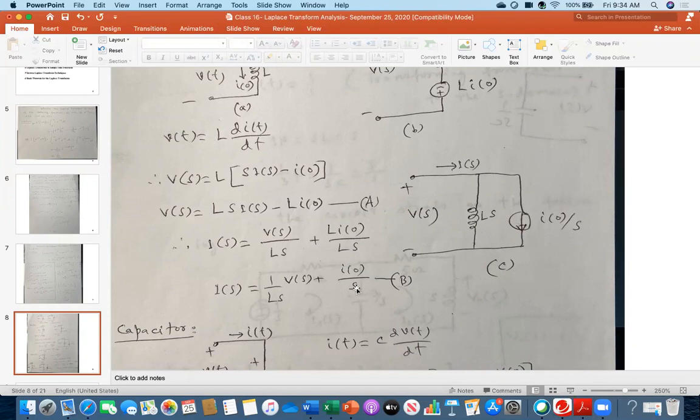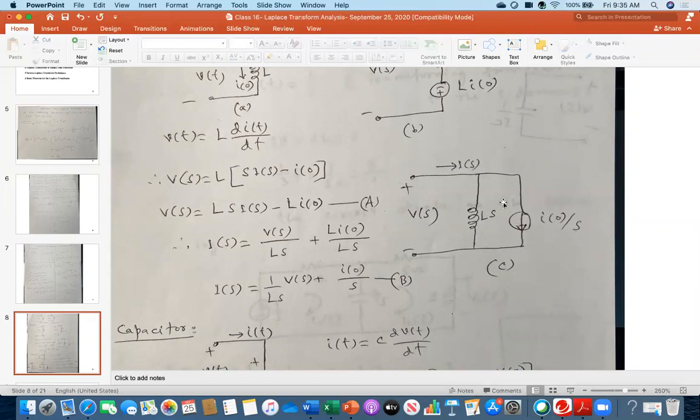There are two currents. So how can we represent this in the circuit? Look at this one. Here my applied voltage is Vs, and the current Is is going. Then there is one current here for sL. This current is Vs over sL, so that makes sense. And there is another current source going downward: I naught over s. So this one is again I naught over s.